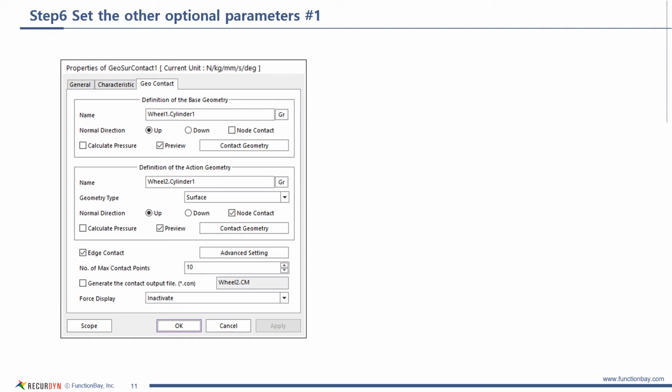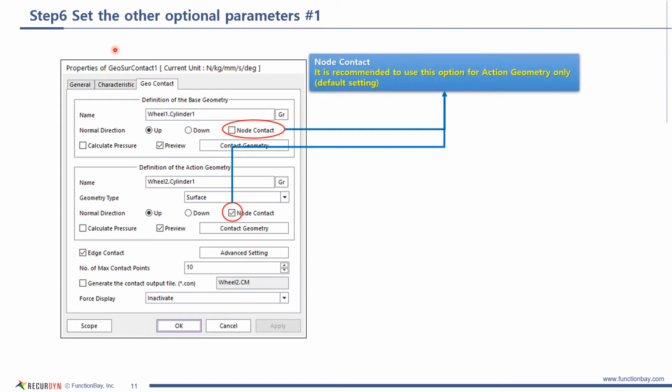Step 6 is about the other optional parameter settings. Node contact was explained earlier. In general, you can use the default settings as they are. Please note that node contact is checked by default for action geometry only. Usually, you don't need to use the node contact option for base geometry.